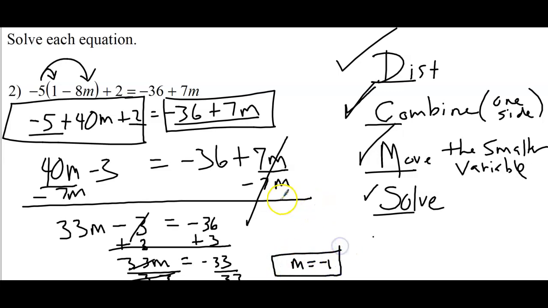Okay, so those are the steps I'm recommending you guys use there. Distribute, combine, move the smaller variable, and solve. You technically can move the bigger variable, by the way, when you do this step. It's just that it's easier to move the smaller one because you're more likely to avoid negatives that way. But anyway, so that's solving equations.